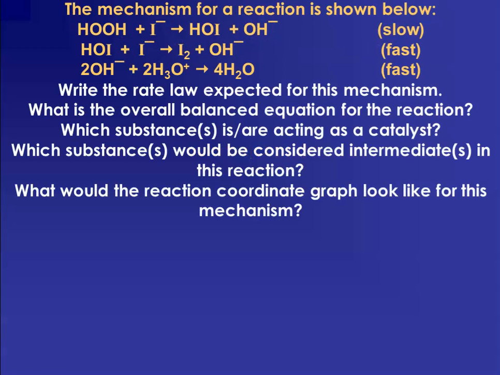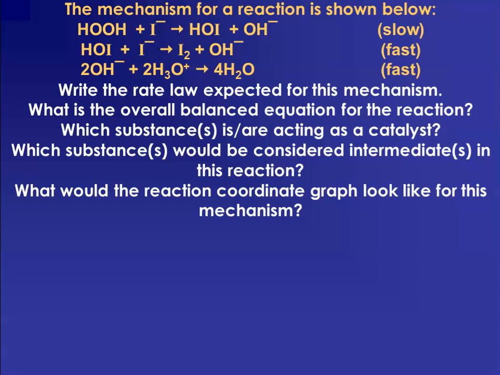Here, however, this reaction would require multiple steps. The first step is the slowest of the three, and then the two after it go more quickly. You have HOOH combining with iodide ions to make HOI and hydroxide. Then you have the HOI combining with iodide again to form iodine and hydroxide ions. And then the two hydroxide ions combine with two hydronium ions to make four waters.